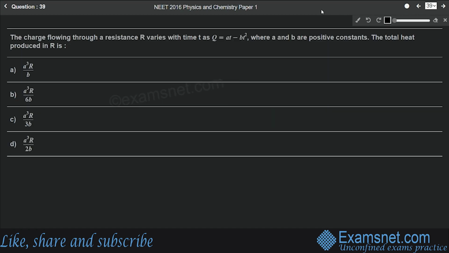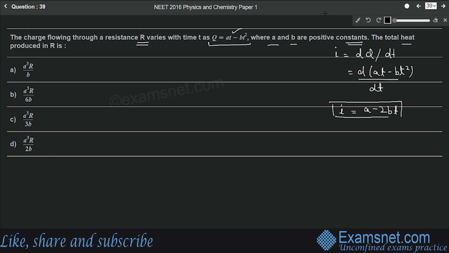Question number 39 is from the chapter Current Electricity, and the question is, the charge flowing through a resistance R varies with time t as q equals a t minus b t square, where a and b are positive constants. The total heat produced in resistance is. Okay, so the charge q is given as a t minus b t square, and we know that current will be equal to dq by dt. And on differentiating this, we'll get the value of current, that is a minus 2bt. Okay, this will be the value of current after differentiating the charge.